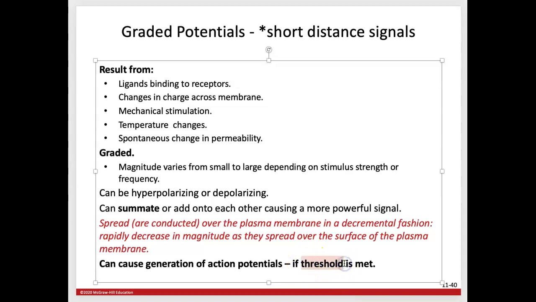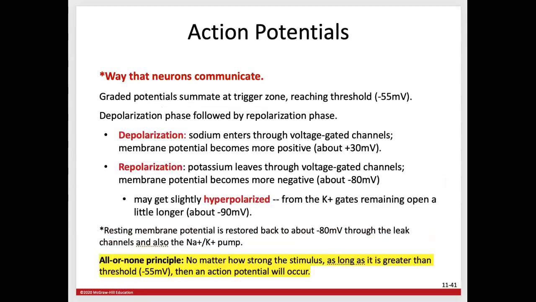Write this in your notes somewhere. Threshold is negative 55 millivolts. And that's the magic number that allows an action potential to actually fire completely.